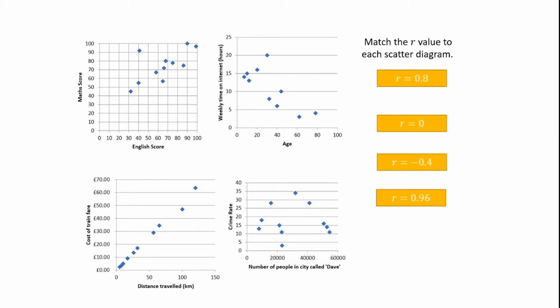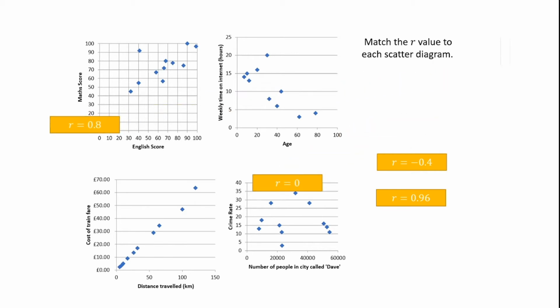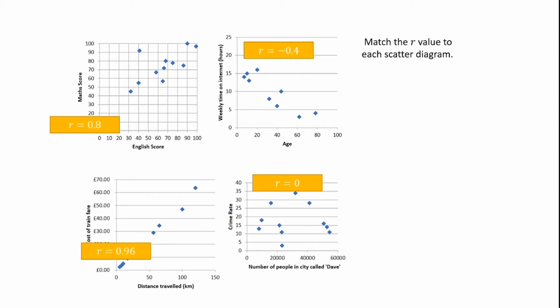And here's how they should line up. So top left is positive correlation and it's quite strong. That's the 0.8. We have no correlation, bottom right. There didn't seem to be any trend in any direction whatsoever. Negative correlation was up here and it was quite weak. And I hope you spotted this extremely strong correlation in the bottom left.